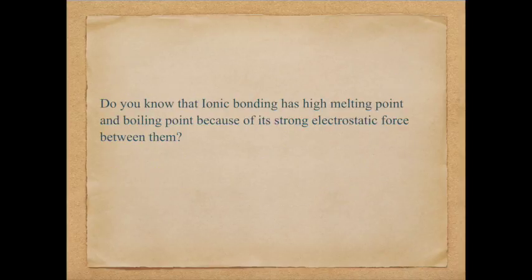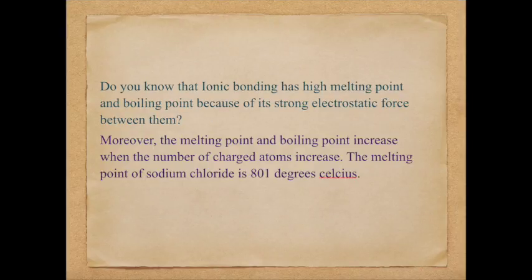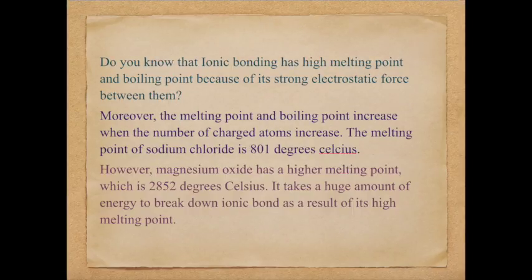Do you know that ionic bonding has a high melting point and boiling point because of the strong electrostatic force between them? Moreover, the melting point and boiling point increase when the charge of the ions increases. The melting point of sodium chloride is 801 degrees Celsius. However, magnesium oxide has a higher melting point, which is 2852 degrees Celsius. It takes a huge amount of energy to break down ionic bonding as a result of its high melting point.